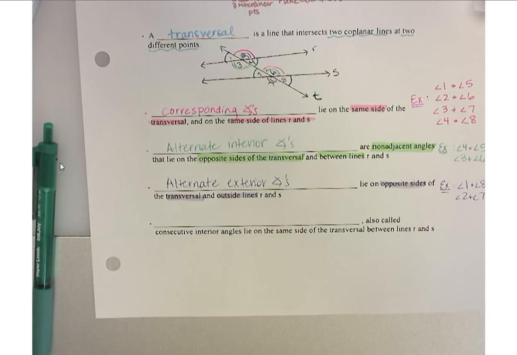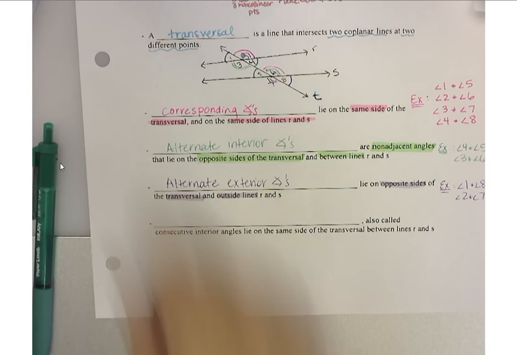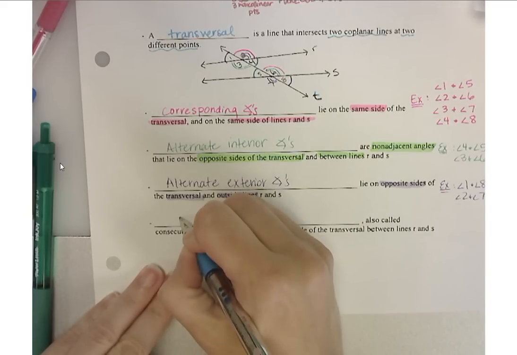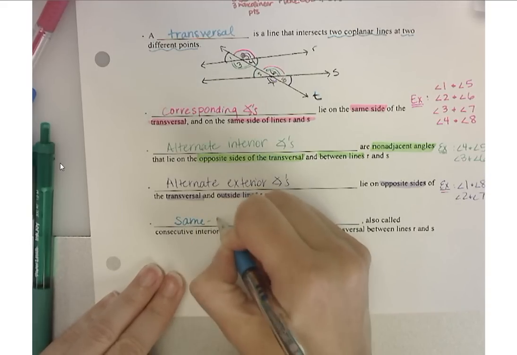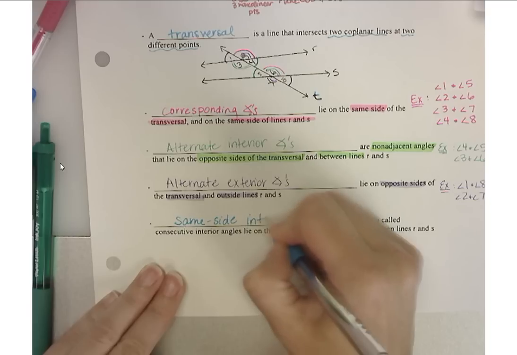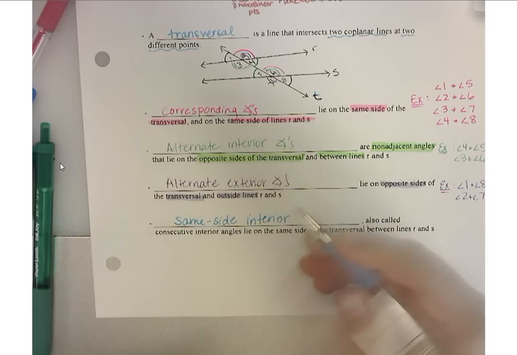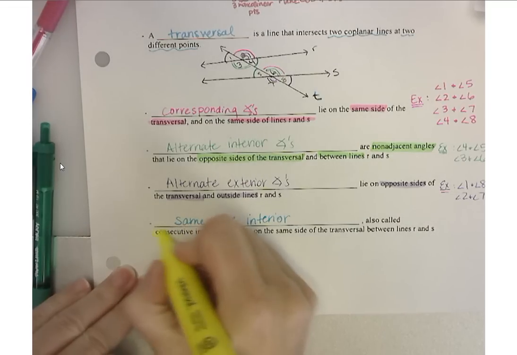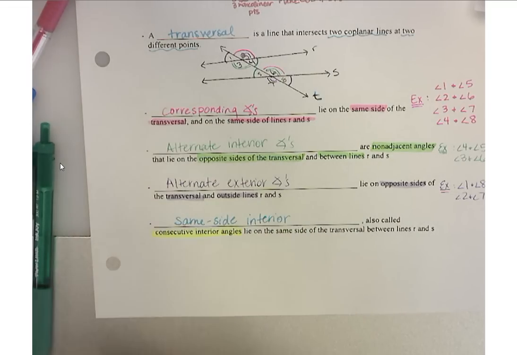All right, and then the last one is same side interior. Okay, so if you have same side interior, think of what that means. So same side, they're going to be on the same side of the transversal. Interior means they are going to be inside those two lines. Another name for these, sometimes they're called consecutive interior angles because they are consecutive.